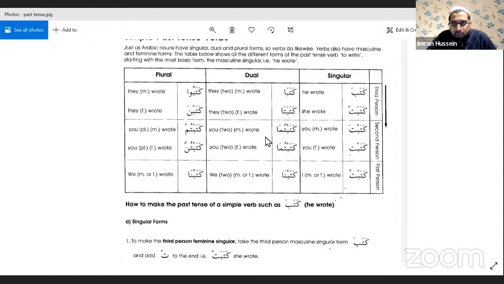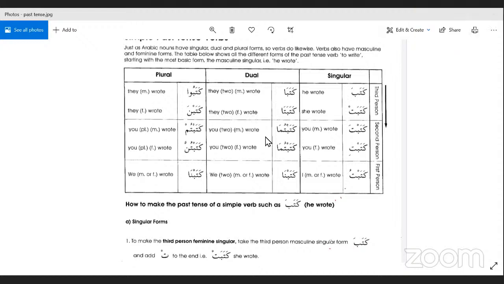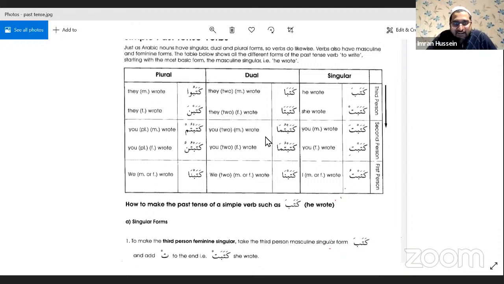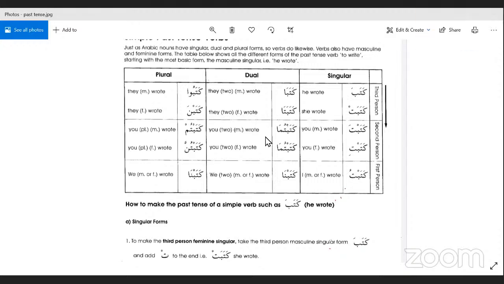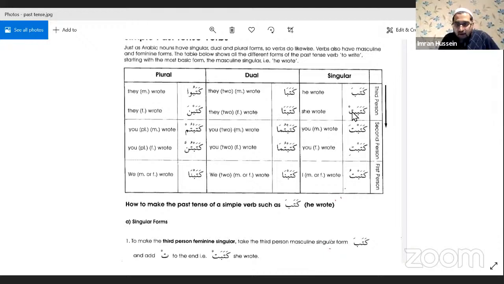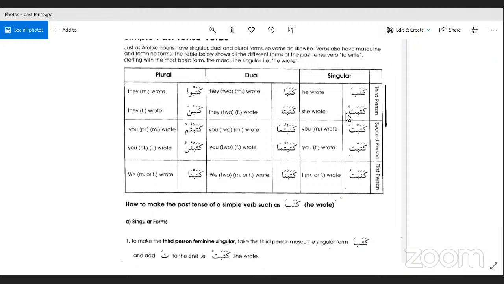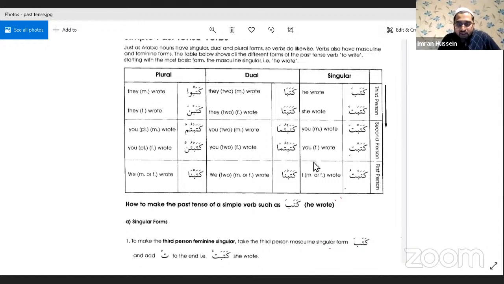He returned. Raja'a, yes, the original word. She returned. Raja'ati? No, she. Go over here. Raja'ata? No, look at it. It's got sukoon at the end. Raja'at. We returned.